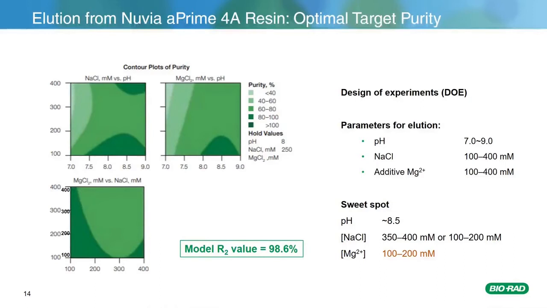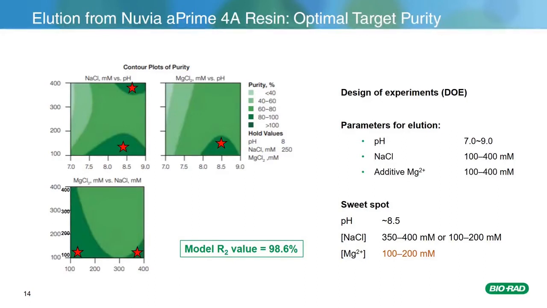We perform a DOE investigation on target elution. The parameters we are looking at include the elution buffer pH, sodium chloride concentration, and additive magnesium chloride concentration. The contour plots demonstrate the possible interactions between these parameters, and they are not independent. For target purity, the optimal pH is 8.5.